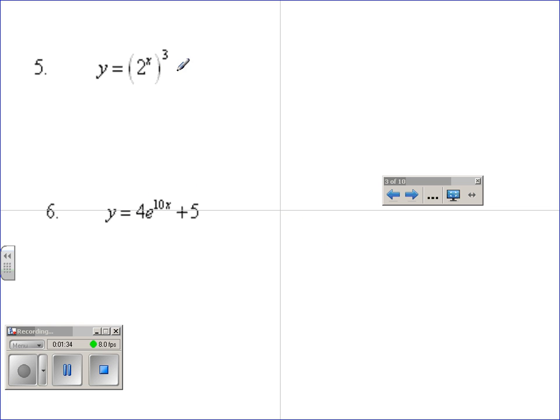Alright, you can use the chain rule here, or you can just simply multiply these exponents, so it's 2 to the 3x. So when you take the derivative, it's the derivative of the exponent, which is 3, times 2 to the 3x times the natural log of the base, 2.